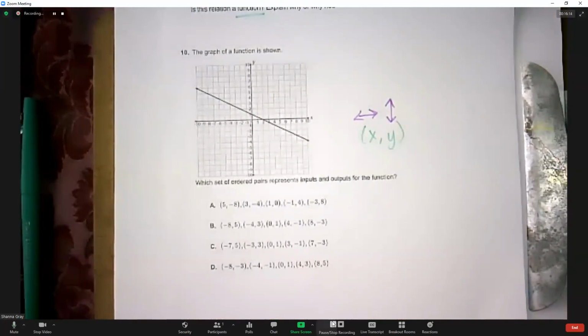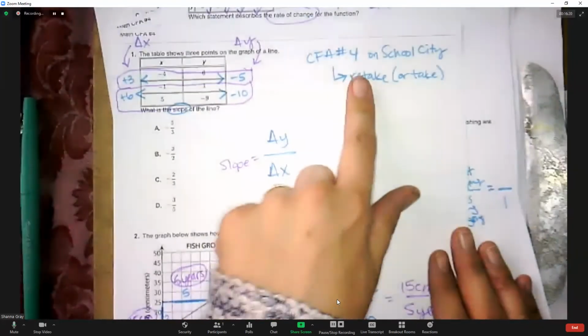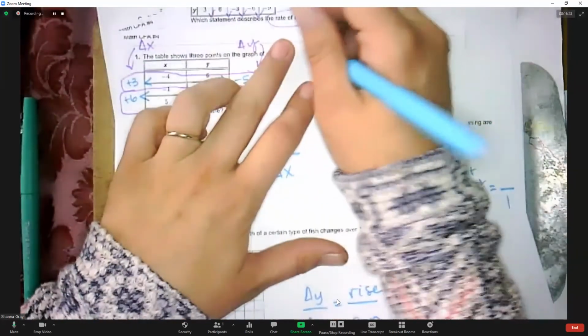Okay. So you should head over to School City then and retake CFA number 4. I think it has Math 8 in front of it.